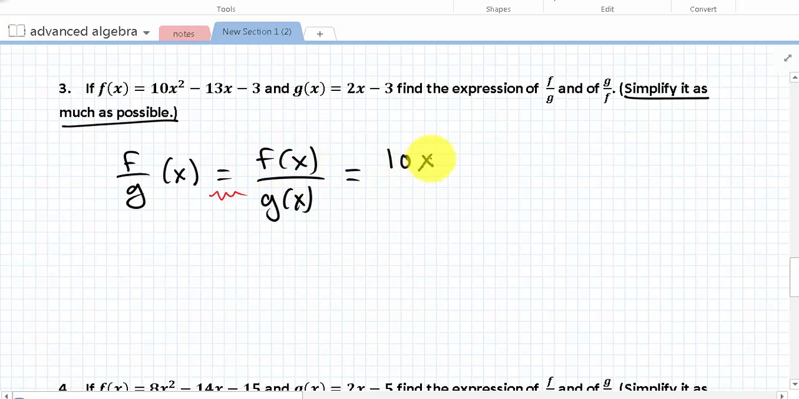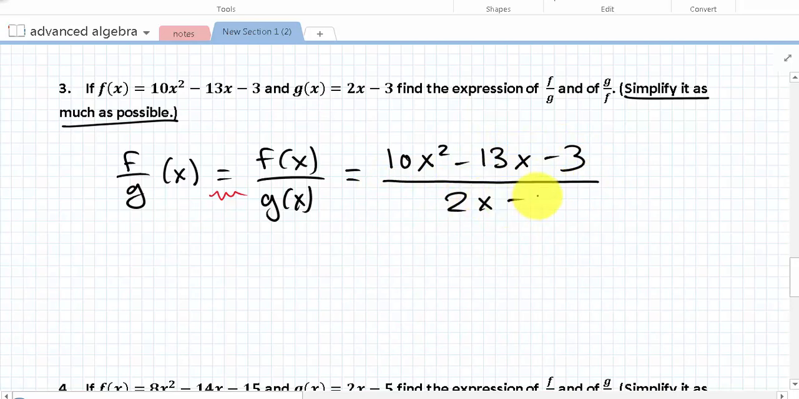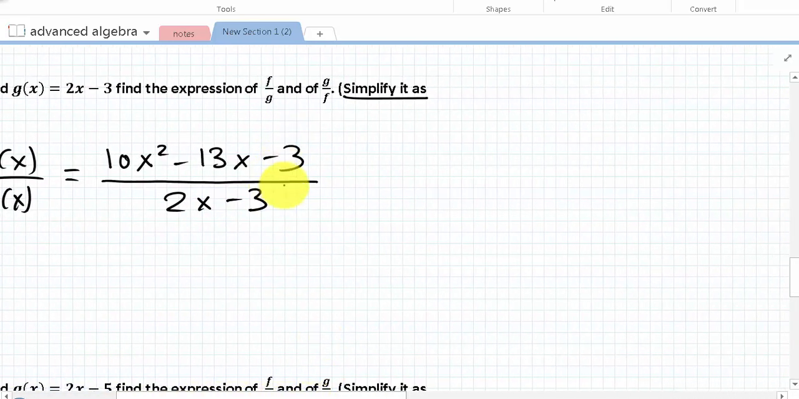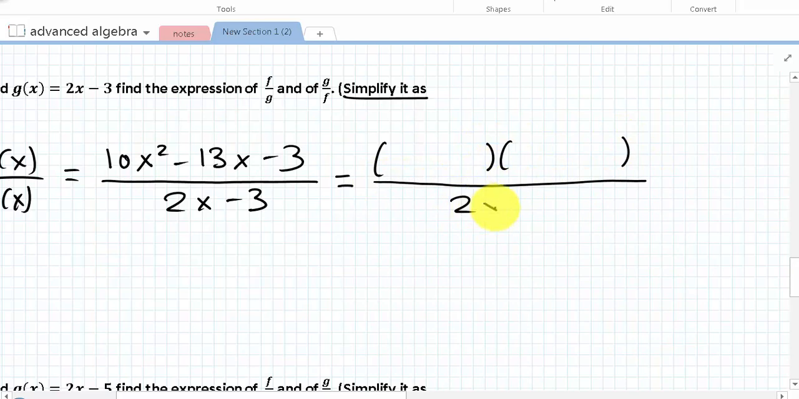So it is 10x squared minus 13x minus 3 divided by 2x minus 3. Okay, can we simplify it or can we not? It depends. Do you have any common factors right here? Well, I don't know. Let's see. Let's try to factor the numerator to see if we have some common factor with the denominator, right? Well, the denominator only has one factor, and that's 2x minus 3.